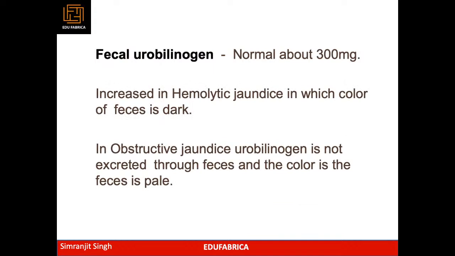Fecal urobilinogen is normally about 300 milligram, and it increases in hemolytic jaundice, in which the color of feces is dark. In obstructive jaundice, urobilinogen is not excreted through feces, so the color of feces is pale.